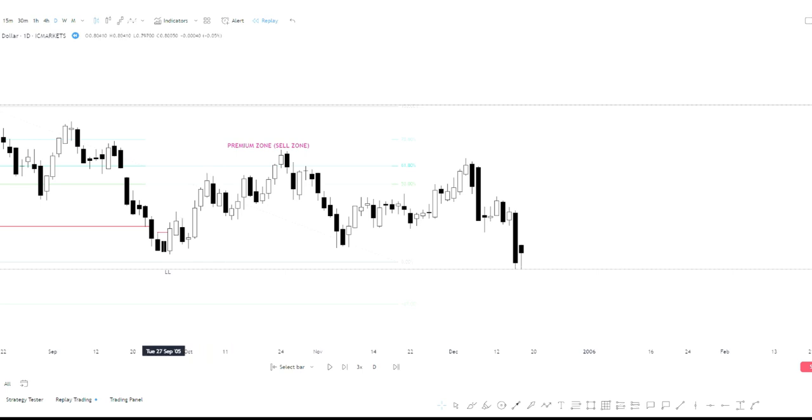We need to confirm that this lower low level is broken with a candle body. So if we draw a line from this price here of the lower low to this candle here, we can see a break of structure, even though it is with just a very small part of the candle body, but it still confirms a break of structure.